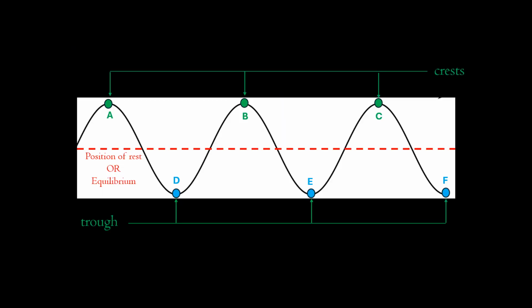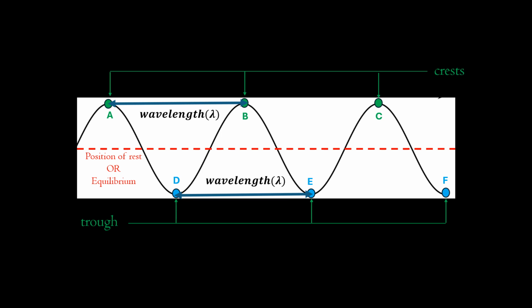The distance from one crest to an adjacent crest, for example, from A to B, is equal to the distance from one trough to an adjacent trough, for example, from D to E. This distance is known as the wavelength of a transverse wave. The symbol for the wavelength is the Greek letter lambda, shown in the brackets.